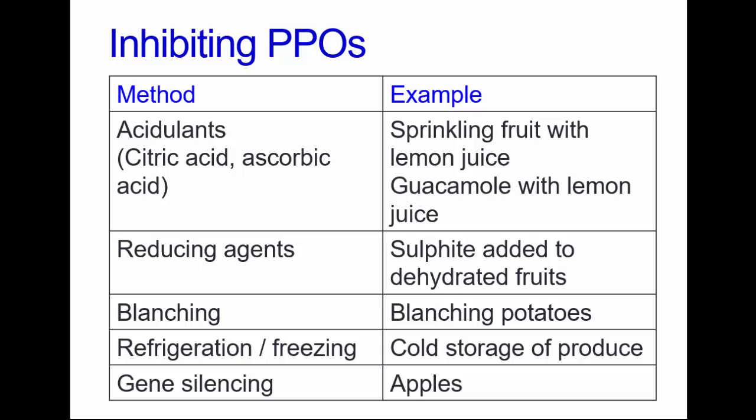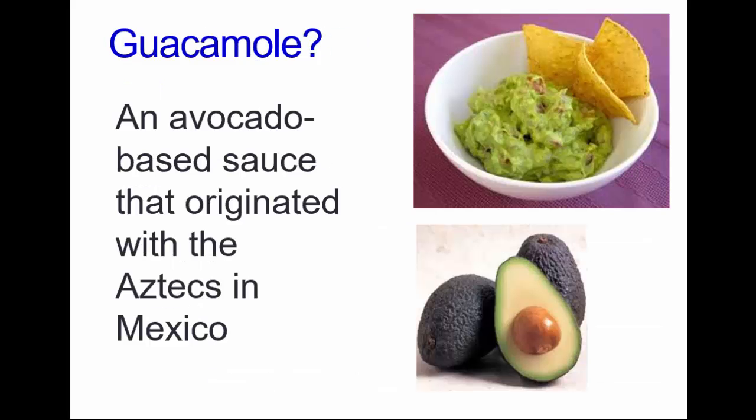And here are some examples of how it's done. The one at the top is probably one of the ones we're most familiar with, and we'll have a look at some examples of that in a minute. Sulfite is added to quite a lot of things. It is an allergen, of course. Blanching potatoes is basically when you put the potatoes briefly in hot water, or boiling water, then take them out. You're not actually cooking them, you're just heating the outside. And we'll look at gene silencing in a little while.